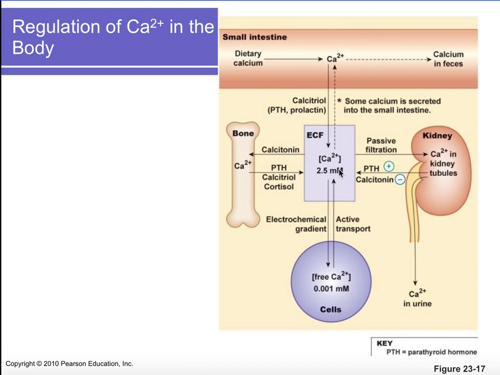And if our blood calcium is already too high and we want to lower it, we certainly don't want to absorb calcium in the intestine and bring more into the blood, so calcitonin will inhibit that. And it will also inhibit the reabsorption of calcium in the kidneys, which basically means we're going to lose the calcium in our urine. And so that will help lower blood calcium levels.